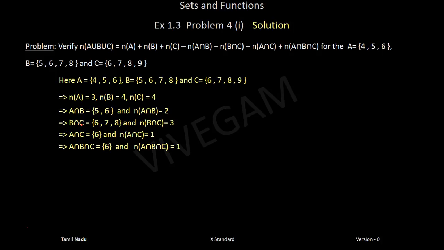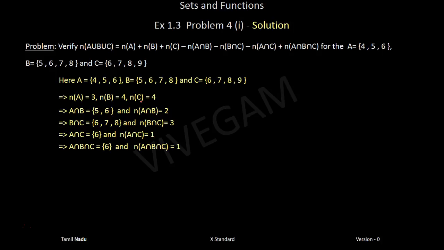Next, we need to calculate B intersection C. Common between B and C. So 6, 7, 8 is common, right? B intersection C is {6, 7, 8} and n of B intersection C is 3. Next, we'll have to calculate the common elements between A and C, A intersection C. If you see, 6 is the only common element. A intersection C is {6}, and n of A intersection C is 1.